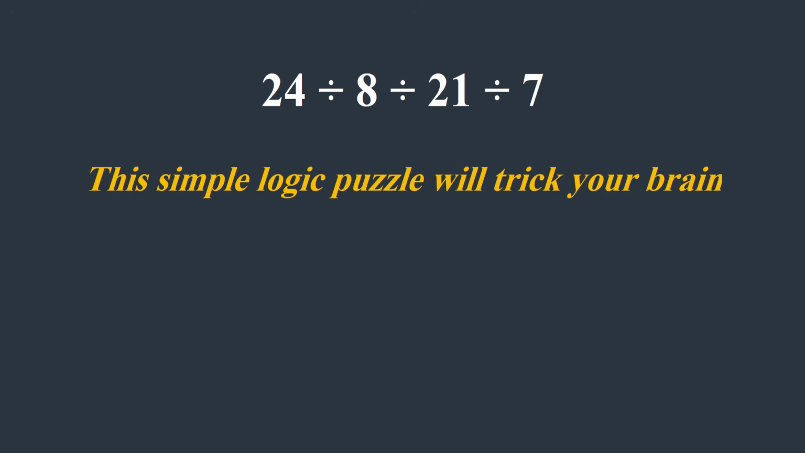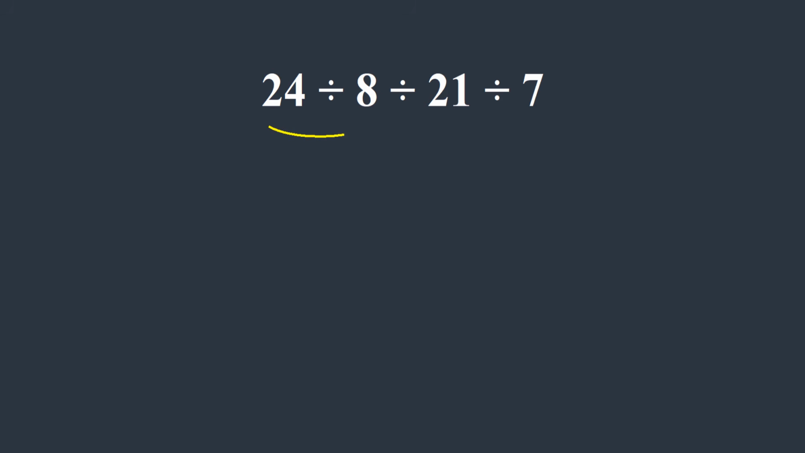In this video segment, 24 divided by 8, which equals 3, and 21 divided by 7 equals 3. Now we have this problem, 3 divided by 3, which equals 1. But this answer is not correct because according to the order of operations, we must do this division, then this division, and at last this division.